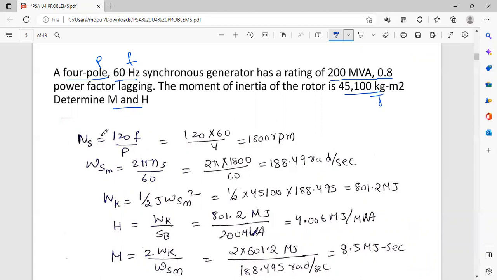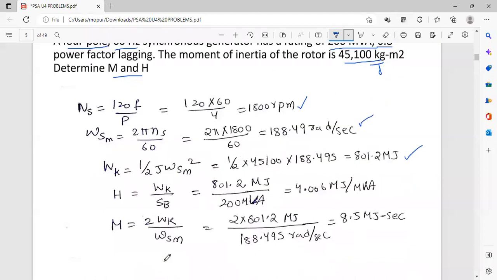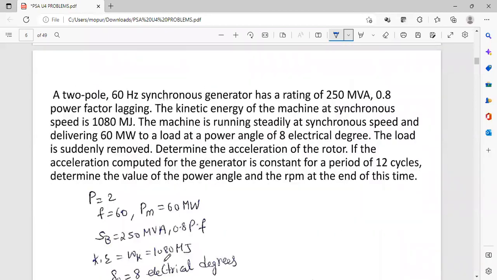So the first step is Ns equals 120 F by P. You will find the Ns. Then omega Sm is equal to 2 pi Ns by 60. You will get the value of omega Sm. Then Wk is equal to half J omega Sm square. You will get the value of this. Then H is equal to Wk by Sb. M is equal to 2Wk by omega Sm. You can find this. Now the next problem, a 2-pole machine.